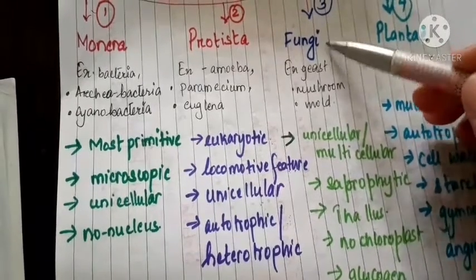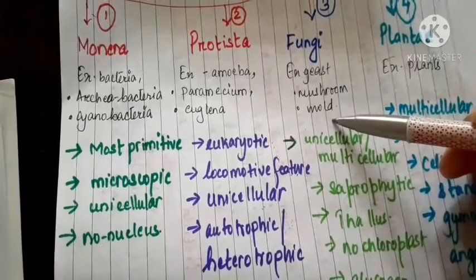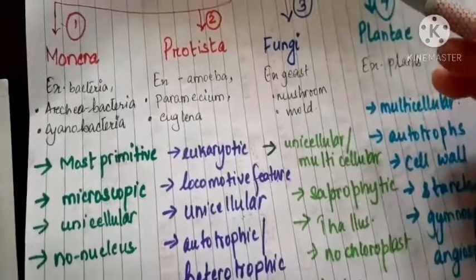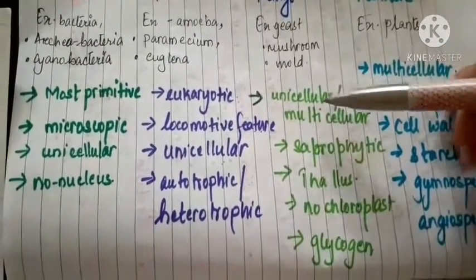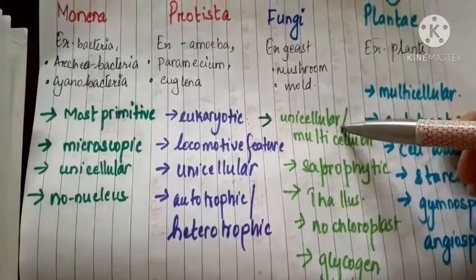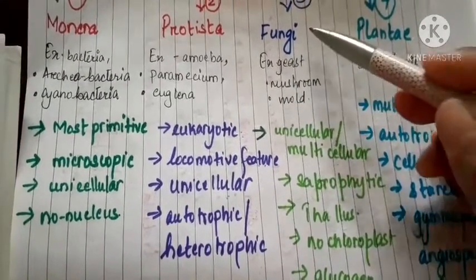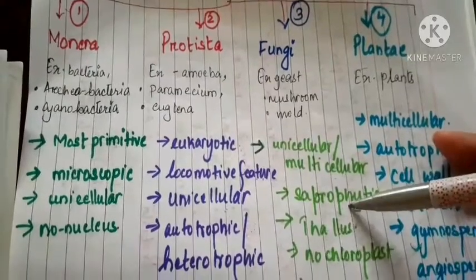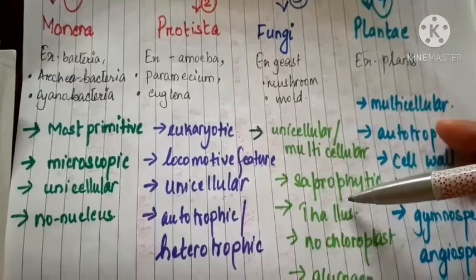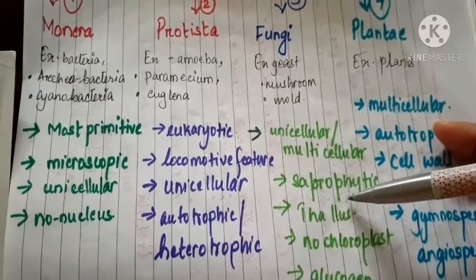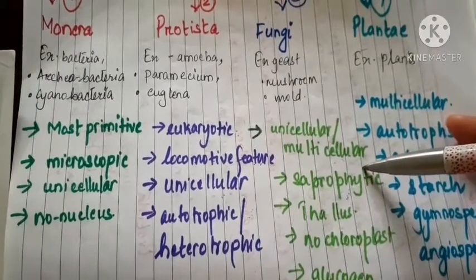Now the third one is the fungi. Third kingdom is the fungi. Under fungi what comes? Yeast, mushroom, mold, these are examples of fungi. These are unicellular or they are multicellular. Some yeast are unicellular and some of the fungi are multicellular. These are saprophytic, that means they cannot make their own food, but they have to depend on dead or decaying matter for the food. They have to take the nutrition from some other dead or decaying organic matter.